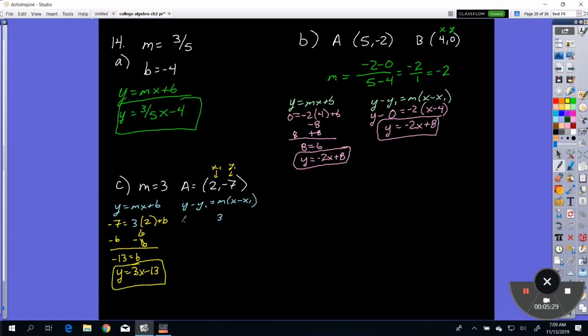If I use the other equation, y minus y1, y minus a minus 7, so that turns into a plus. X minus 2. So y plus 7 equals 3x minus 6. So then I minus the 7 from each side, and y equals 3x minus 13.